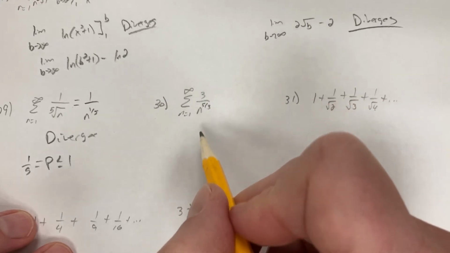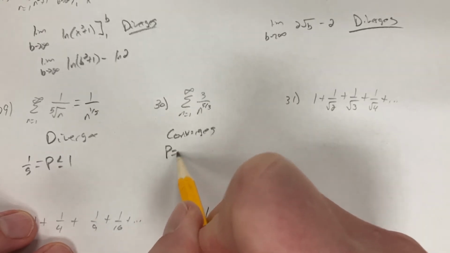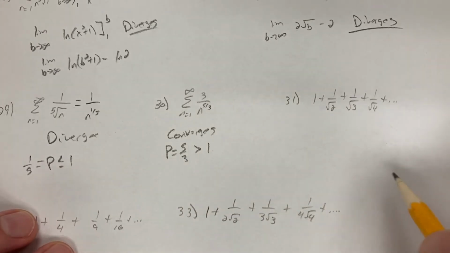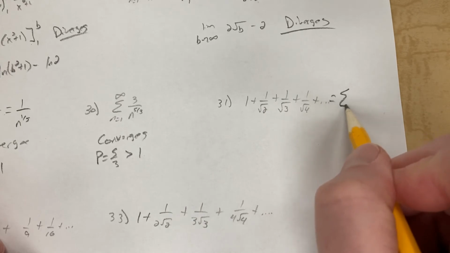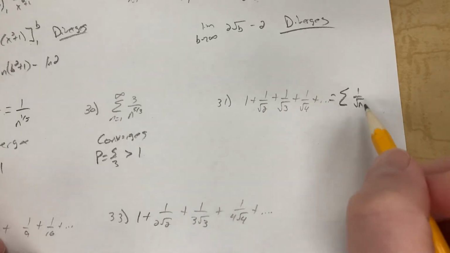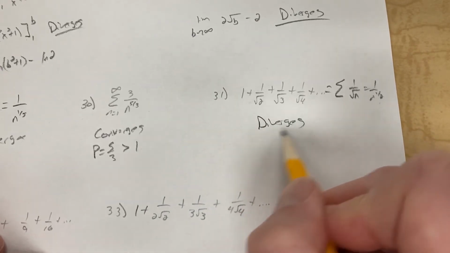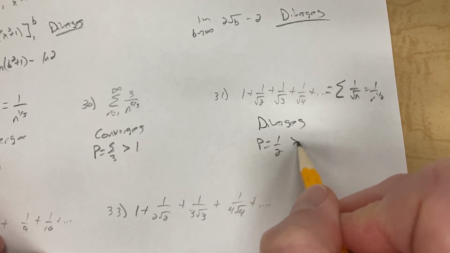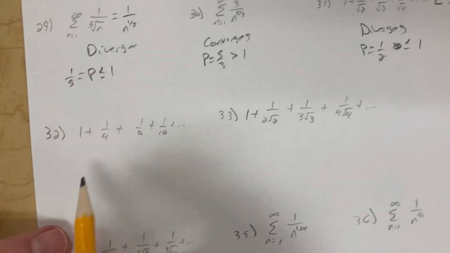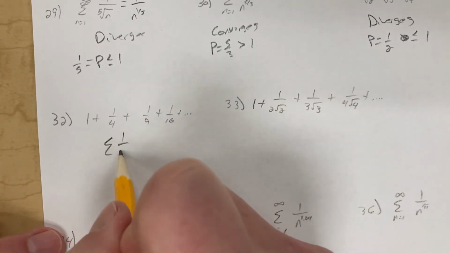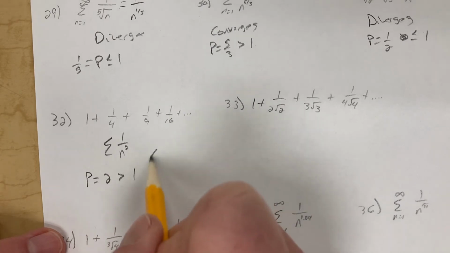Over here, our p-value is 5/3, and so this one will converge. P equals 5/3, which is greater than 1. So if p is greater than 1, convergence. This here, if we were to write it, is 1 over square root of n, which is 1 over n to the 1/2. So this diverges. P equals 1/2, which is less than or equal to 1. For 32, if I rewrite this, it is 1 over n squared. P equals 2, which is greater than 1, so this converges.